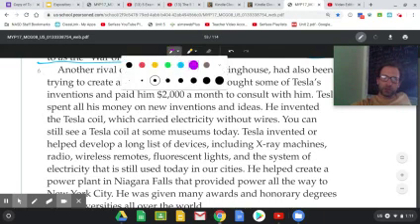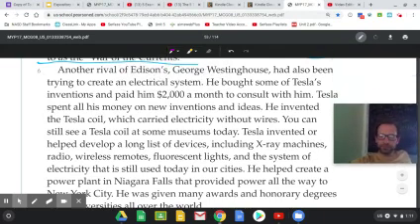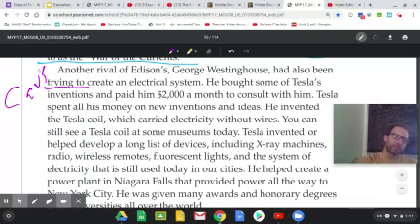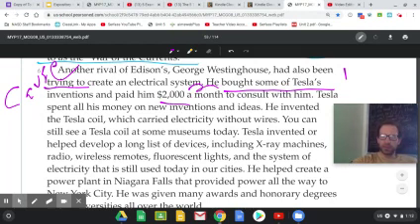All right, let's try a different color for this paragraph. Let's try purple. Another rival of Edison's, George Westinghouse, had also been trying to create an electrical system. He bought some of Tesla's inventions and paid him $2,000 a month to consult with him. Okay. So we've got a rival, so it seems like we're going to get a comparison and contrast. But it tells us what he's trying to do. So in this case, we kind of get a bit of a cause in the topic sentence. And the effect is he buys some of Tesla's stuff and gives him $2,000 a month to consult with him. As a result, he spent all the money.